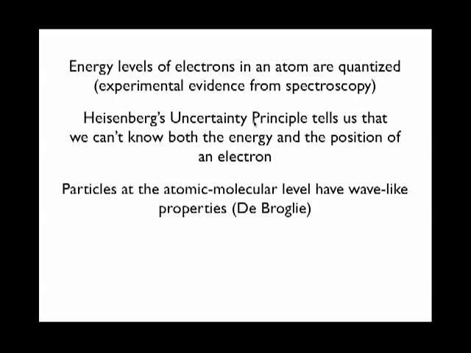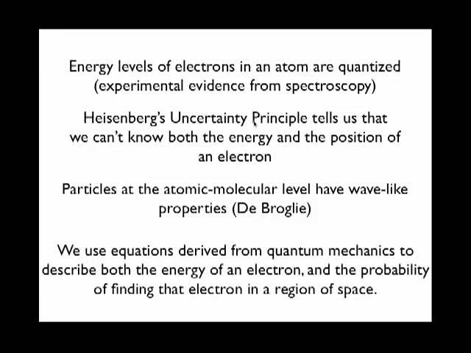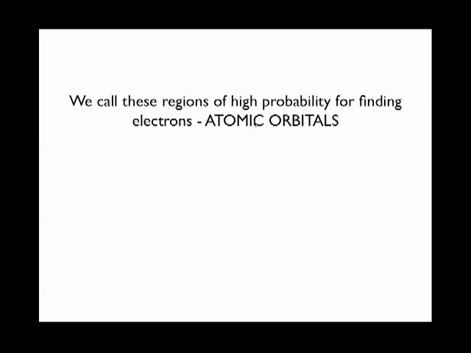And we also know that particles at the atomic and molecular level, and particularly electrons, have wave-like properties. So all this led to the development of wave mechanics, and we use the equations derived from wave mechanics, or quantum mechanics, to describe both the energy of an electron and, instead of exactly where that electron will be found, the probability of finding that electron in a specific region of space. And we call these regions of high probability atomic orbitals.